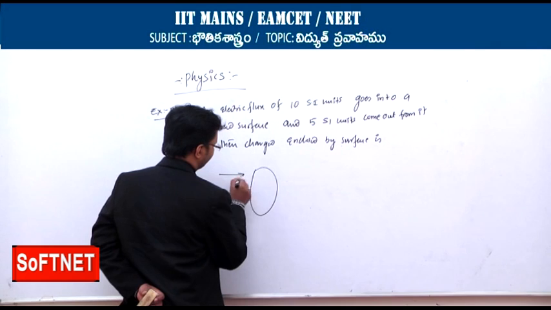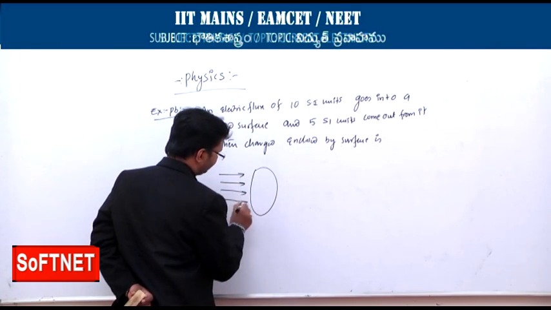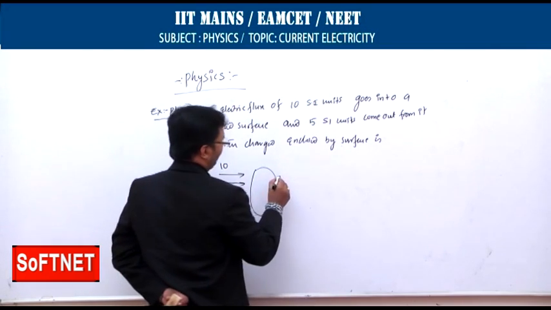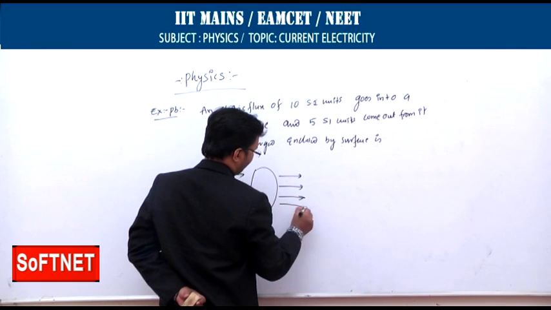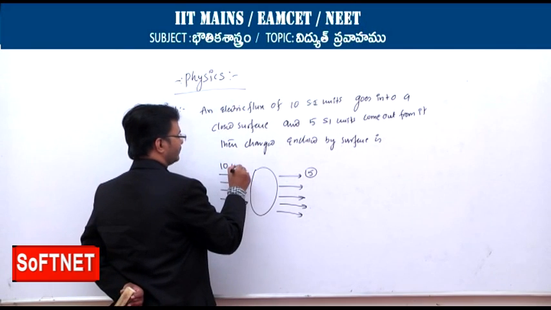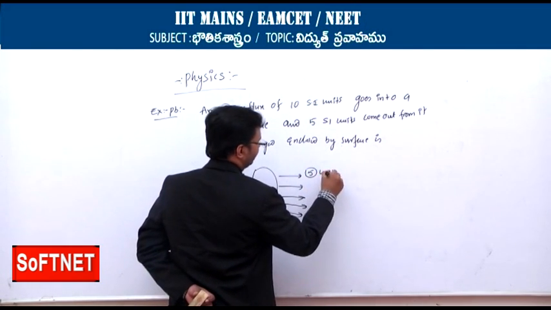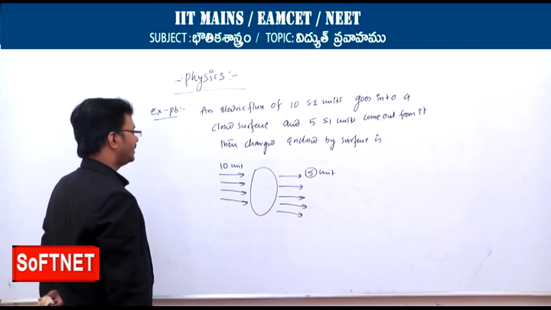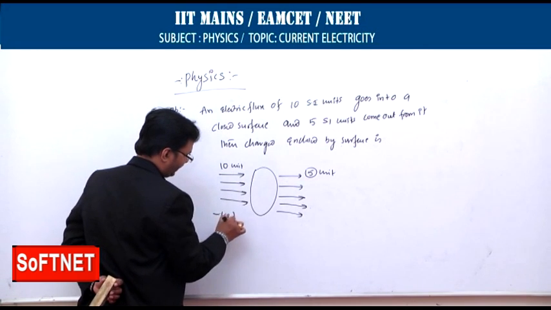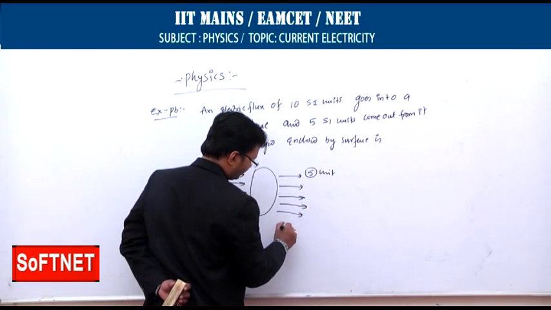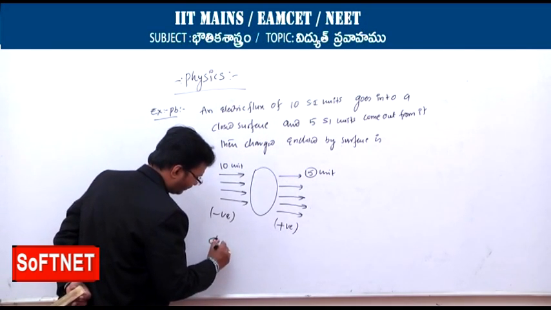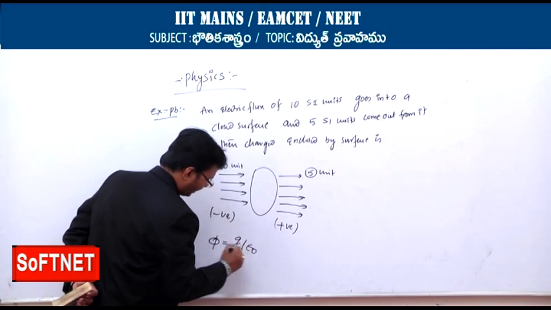This is the surface. How much is entering? Entering is 10 units. And how much is coming out? Coming out is 5 units. 10 units entering, 5 units coming out. Now the charge enclosed by the surface we need to find out. Entering is negative, exiting is positive. Now according to the Gauss law, total flux is equal to Q by epsilon naught.